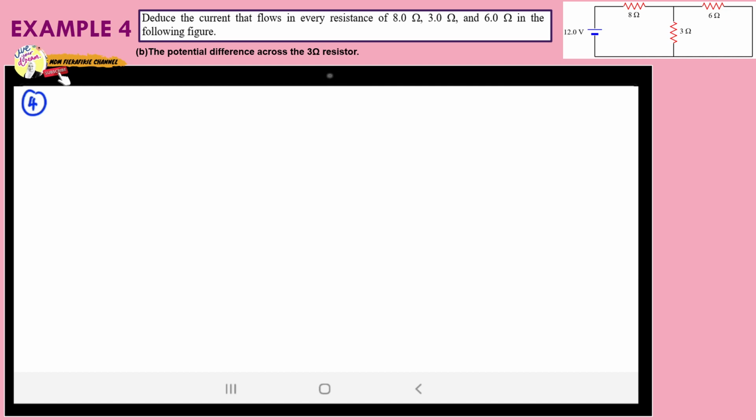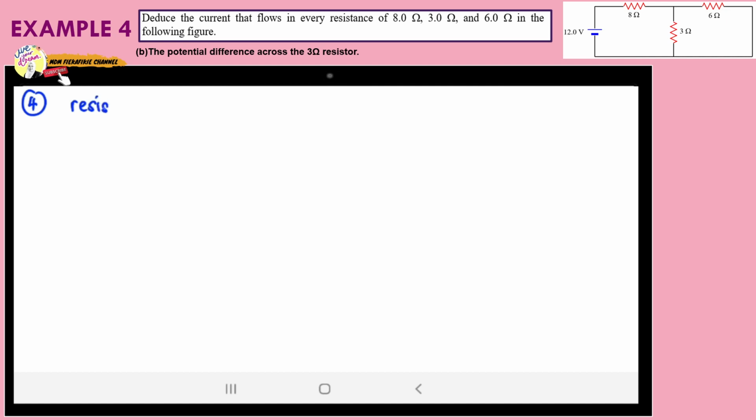Okay, now example number 4. Look at this question, which is from subtopic 8.5, under the subtopic combination of resistors in series and parallel. So this is a very simple question. When you want to solve a problem related to combination of resistors in series and parallel, make sure you consider the correct rule for resistors that combine in series and resistors that combine in parallel. Okay, apa maksudnya?